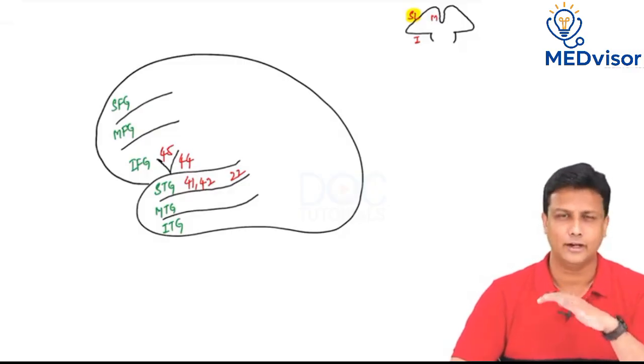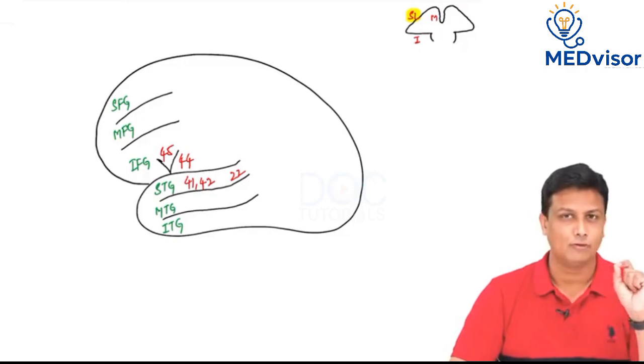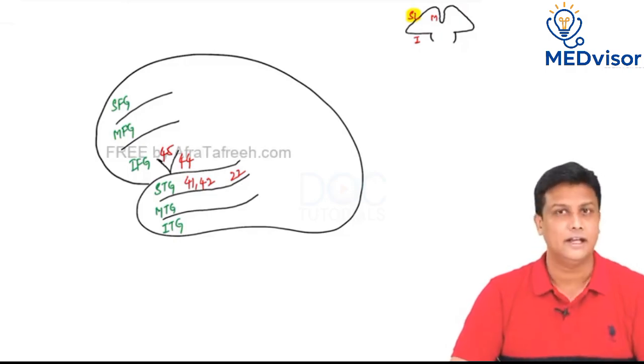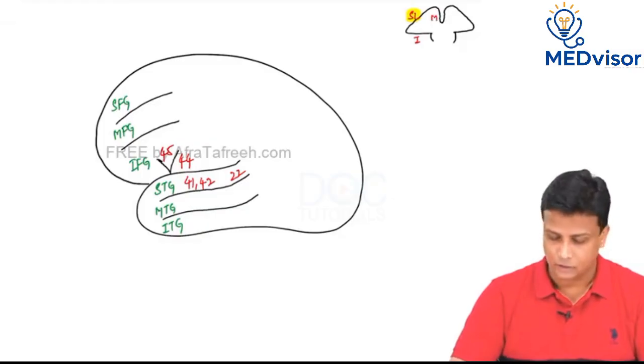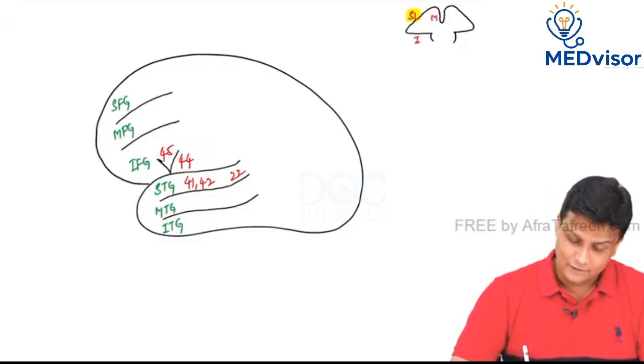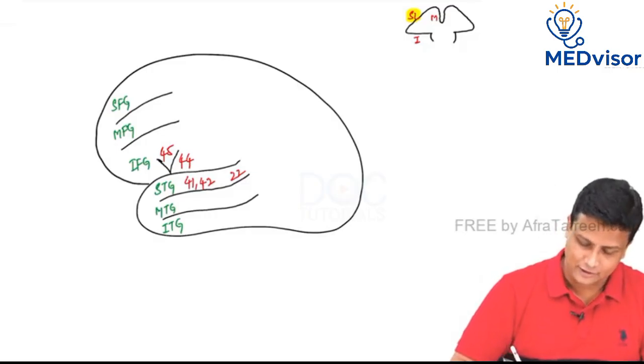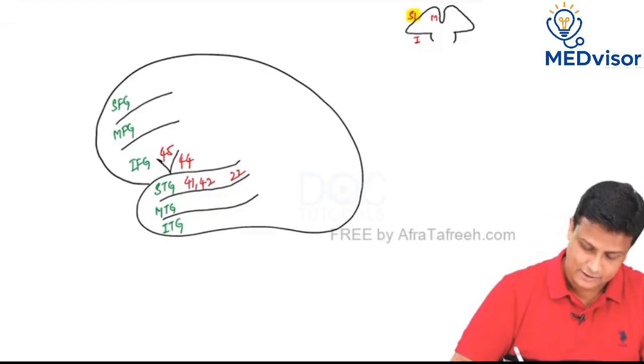We'll write it down later, don't worry about that. 44 and 45, both of them together, Broca's speech area, are located in the inferior frontal gyrus, guys. Perfect. Now after this, there is one sulcus which every medical student knows very well, a prominent one, very clearly seen and very prominent, guys.